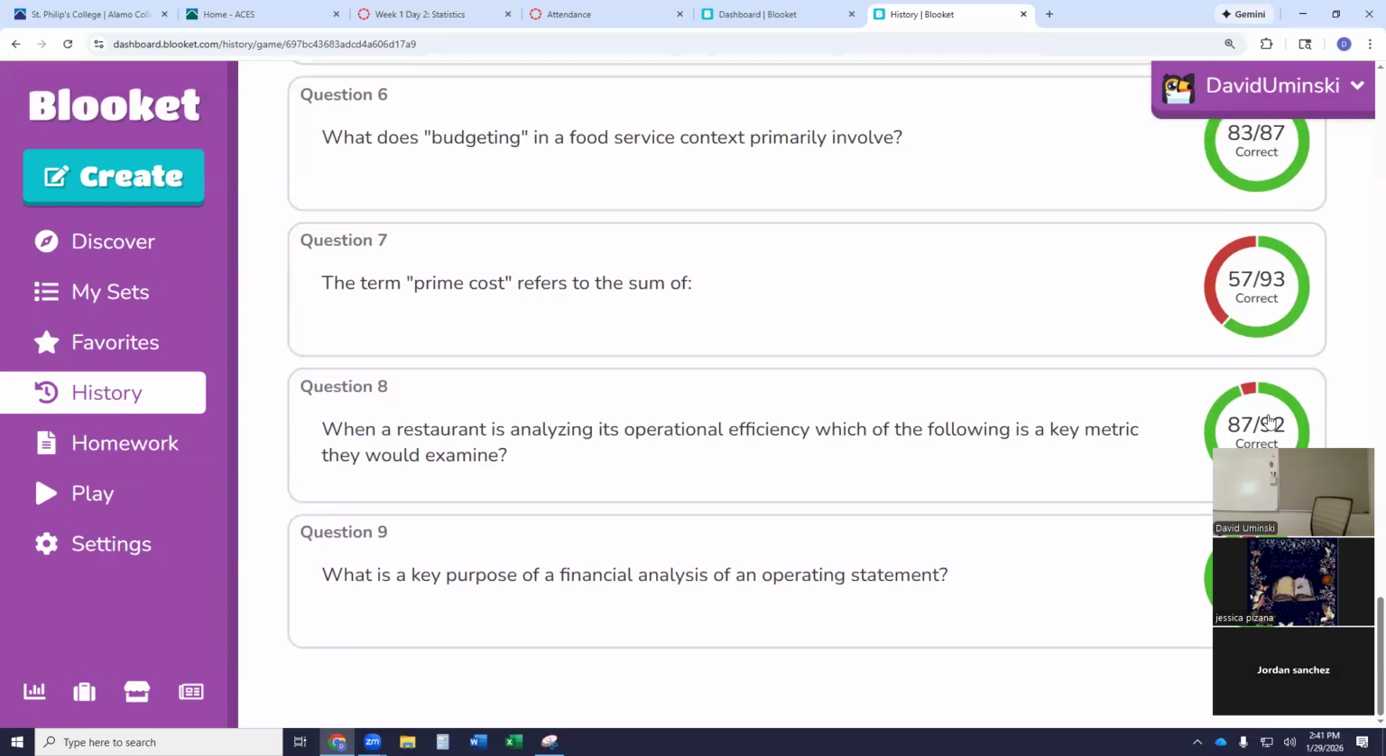So that's the last of them. When we're looking at the operational efficiency, we're looking at that food cost percentage. Okay. And then the key purpose of the financial analysis of an operating statement. What is the key purpose? To find those areas that we spend a lot of money on.